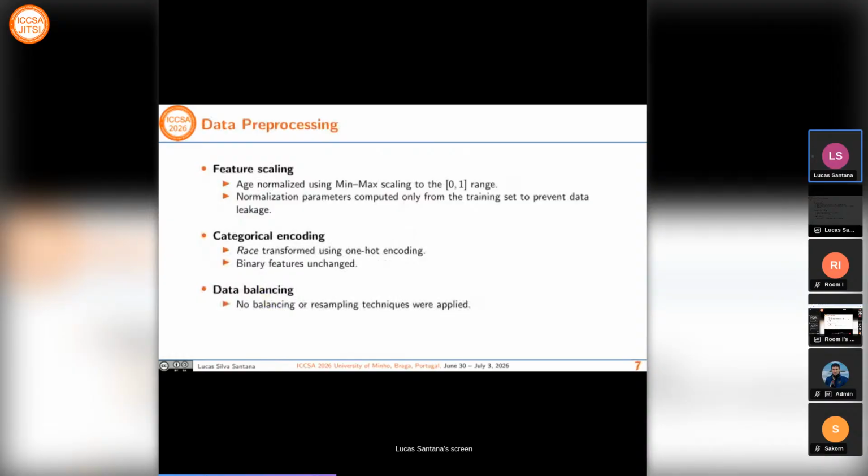Before training the models, we apply a pre-processing step. First, we normalize the age feature using a min-max scale to the range of 0 to 1. To avoid any data leakage, the normalization parameters were computed only using the training data and then applied to the corresponding test fold. Next, we encoded the race feature using one-hot encoding, and the binary molecular features remain unchanged. Finally, we did not apply any data balancing or resampling, so this allows us to evaluate the proposed method on the original data distribution.